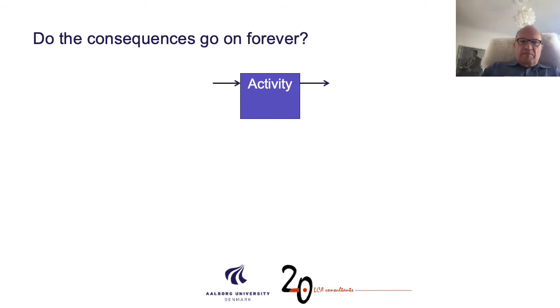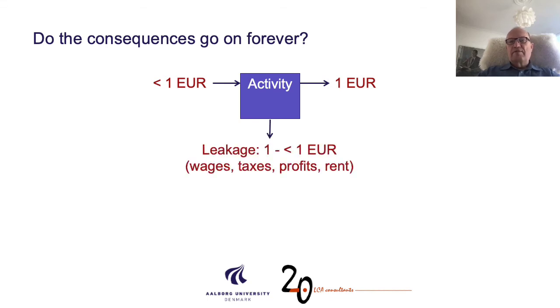Some people have asked me, well, in consequential LCA, doesn't the consequences go on forever? Well, you could imagine that when you spend €1, then this euro goes on and will be having consequences further along the life cycle. But for every time we move through an activity, there will be less of a euro left, because the rest of the euro leaks out as what we call wages, taxes, profit and rents, altogether called value added.